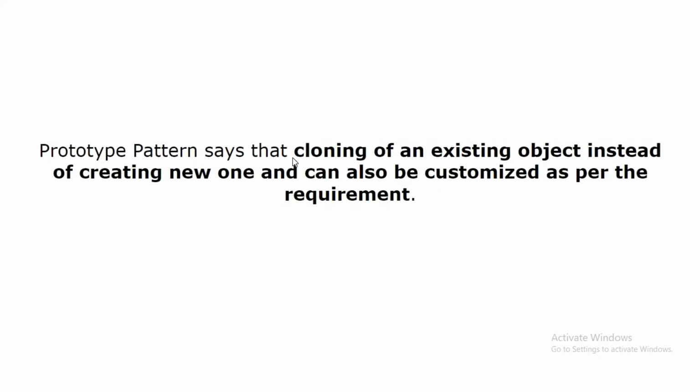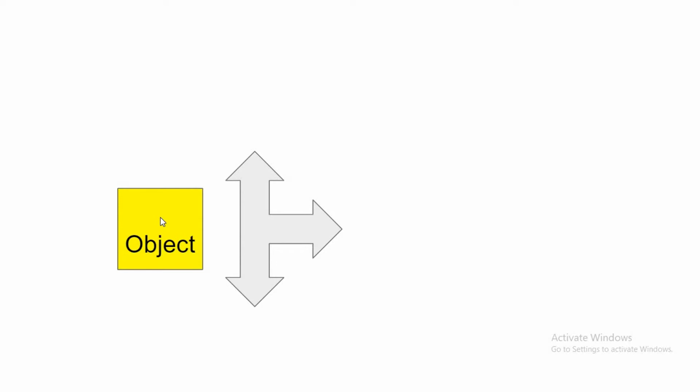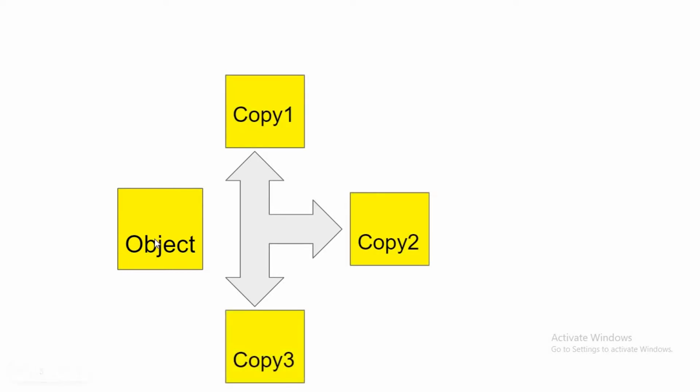It says that cloning an existing object, instead of creating a new one, can also be customized as per the requirements. Okay, guys, now I will explain an example for understanding this definition. Assume we have a class A and I have created an object for it, but my requirement is that I want 3 more objects, and I don't want to create them, I just want to clone it. How can we do it? By using the prototype design pattern, we can create 3 other copies from the existing object.